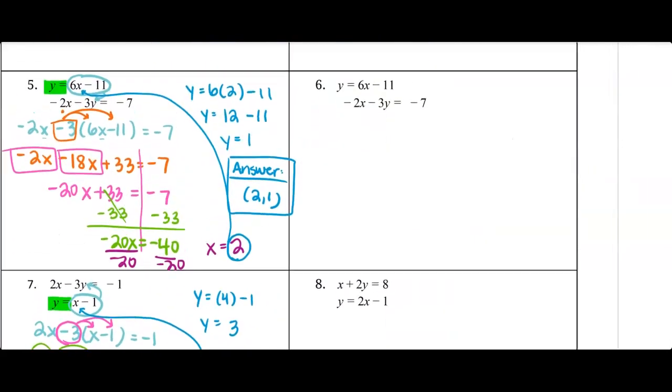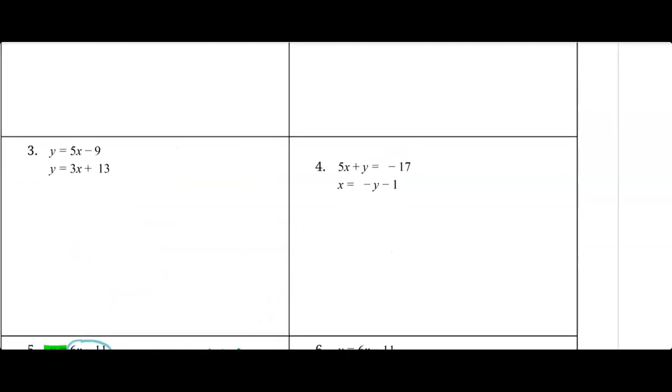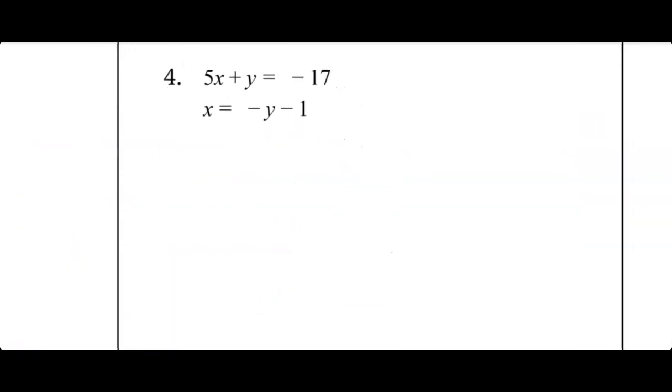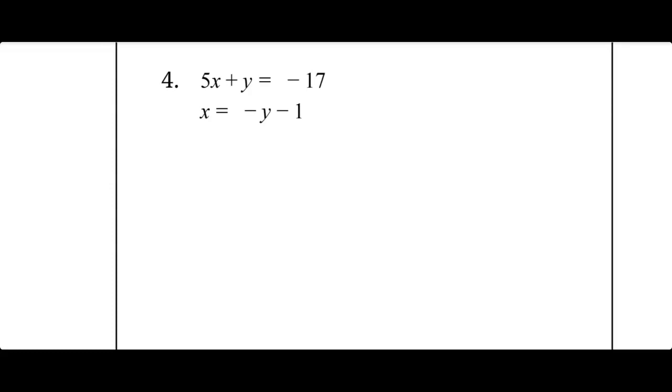Now let's take a quick look at number 4. This one is different because now we have our bottom equation solved for x. So we're still going to plug in, but now we're going to plug in negative y minus 1 for x in the top equation. So it's going to be 5 times (negative y minus 1) plus y equal to negative 17.